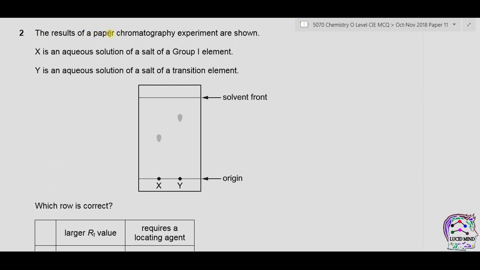Question 2. The results of a paper chromatography experiment are shown. X is an aqueous solution of salt of a group 1 element. Y is an aqueous solution of salt of a transition element. This is the solvent front, that is the distance traveled by solvent from the origin line, and these are the spots. This is component X and this is component Y, which is separated. Which row is correct?